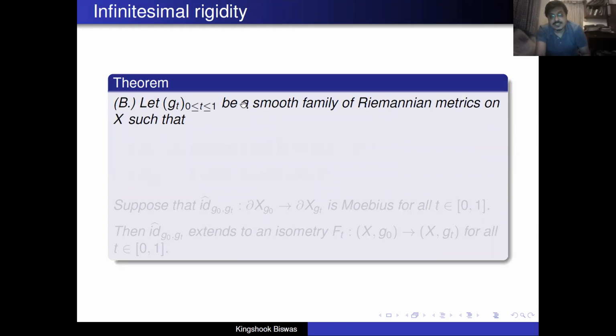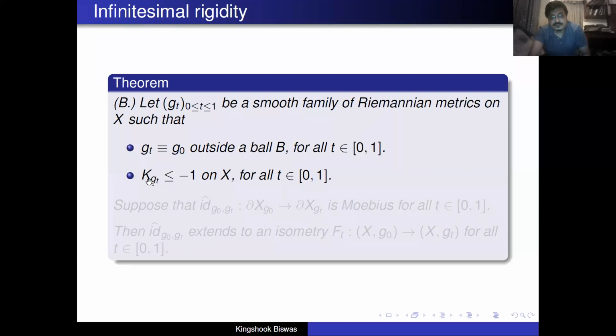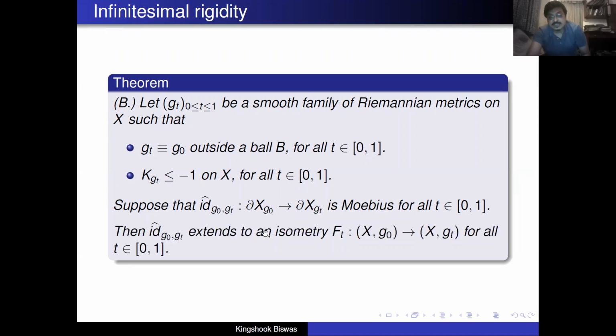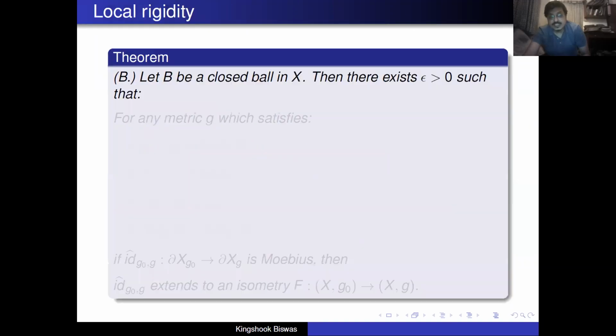Let GT be a smooth family of Riemannian metrics on X such that all the metrics GT are equal to G0 outside a fixed ball B, and all of the metrics GT have sectional curvature less than or equal to -1 on all of X. Then suppose that the boundary maps from boundary X with respect to G0 to boundary X with respect to GT are all Moebius for all t in [0, 1]. Then all of these boundary maps extend to isometries from X with the metric G0 to X with the metric GT. Okay, so that's an infinitesimal rigidity theorem.